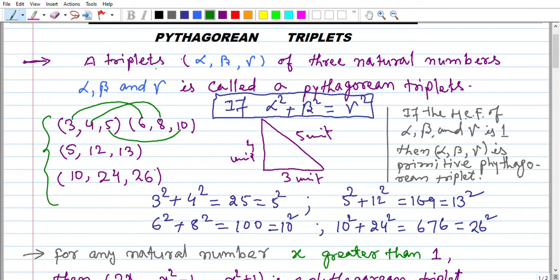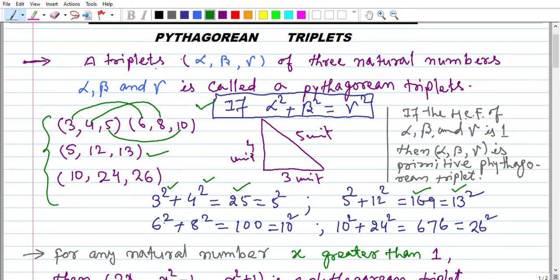You see here, if we apply the above condition, 3 square plus 4 square: 3 square equal to 9 and 4 square equal to 16, and 16 plus 9 equal to 25. And you know very well 5 square equal to 25. Is that clear? In the second triplet I have taken 5 square plus 12 square, and when we compute it we get 169. It is the square of 13. So 5, 12, 13 satisfies the triplet condition.